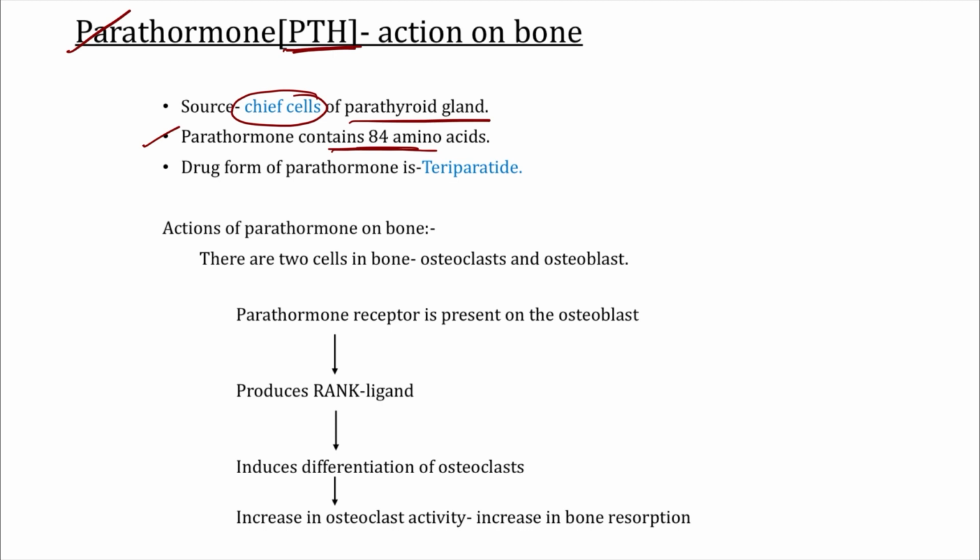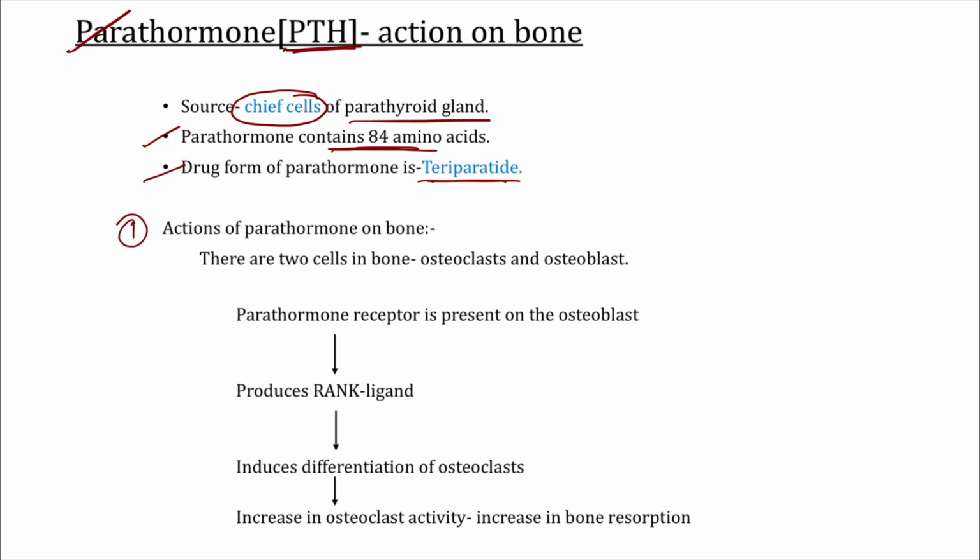Very important. Now sir, by using certain drugs, we can produce the action of parathormone. So what is the drug form of parathormone? The drug form of parathormone is teriparatide. Using this teriparatide, we can produce actions like parathormone. Very important. Now sir, we will see the actions of parathormone.